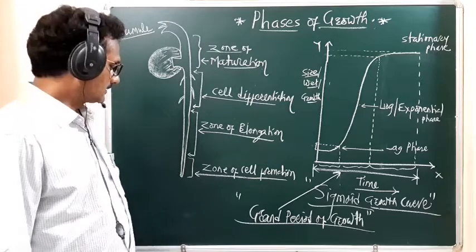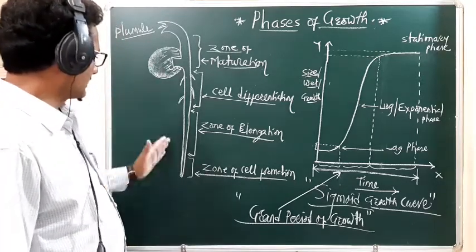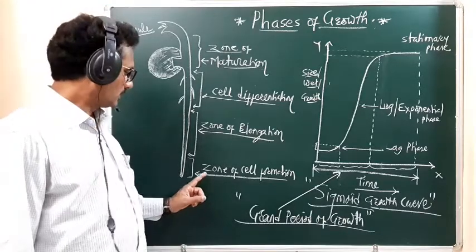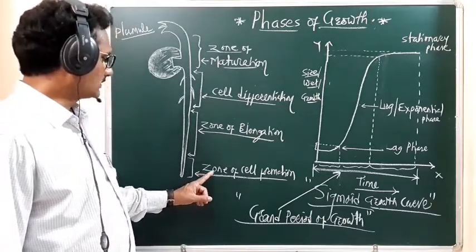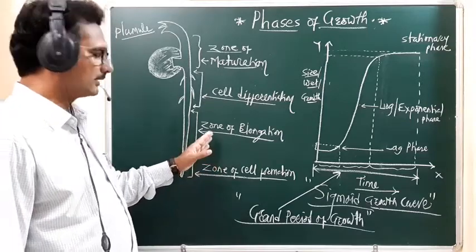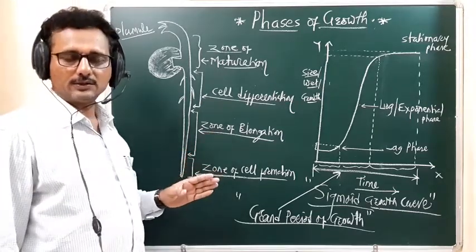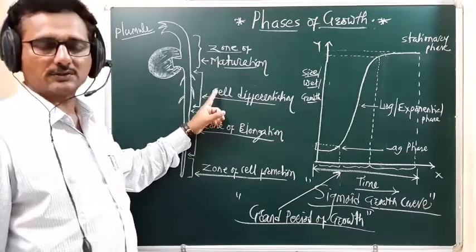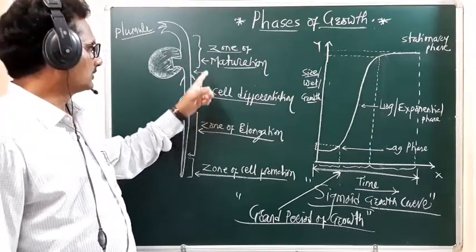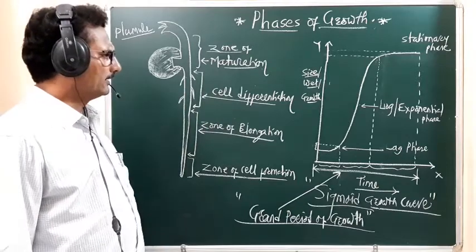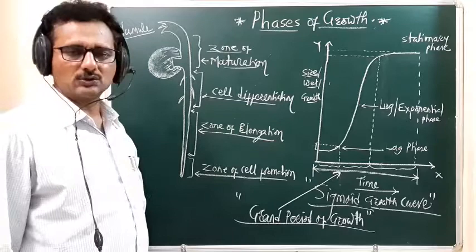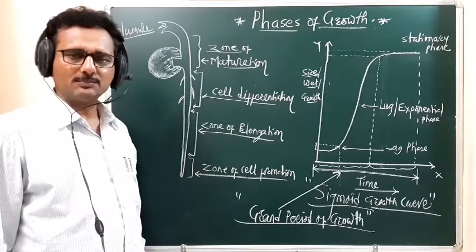In these growth regions, the first region is the zone of cell formation. It is followed by the zone of elongation. It is followed by the zone of differentiation, cell differentiation, and finally there is a zone of maturation. And these different regions of growth we can represent graphically.